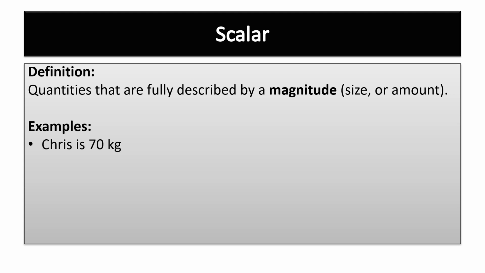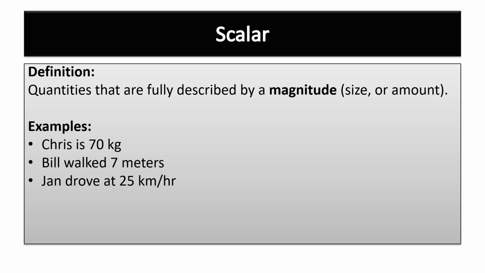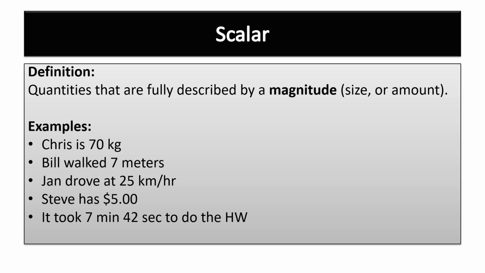For example, Chris is 70 kilograms. Bill walked 7 meters. Jan drove at 25 kilometers per hour. Steve has $5. It took 7 minutes and 42 seconds to do the homework. These are all amounts. What's missing from these? They are not specified by a direction. So it doesn't matter what direction Bill walked in. All we care about is how far he went. He went 7 meters. That's enough to describe a scalar.